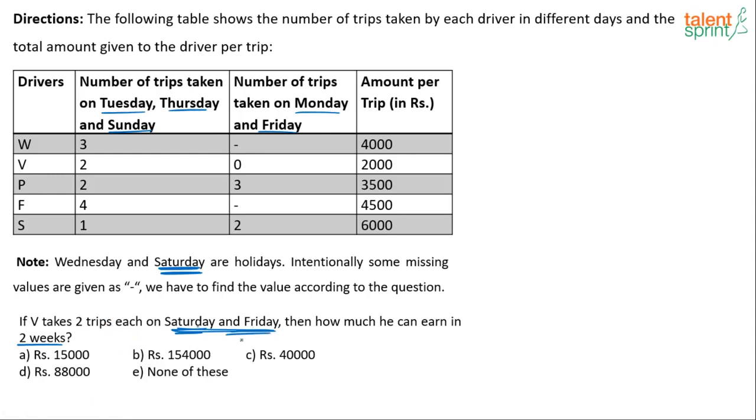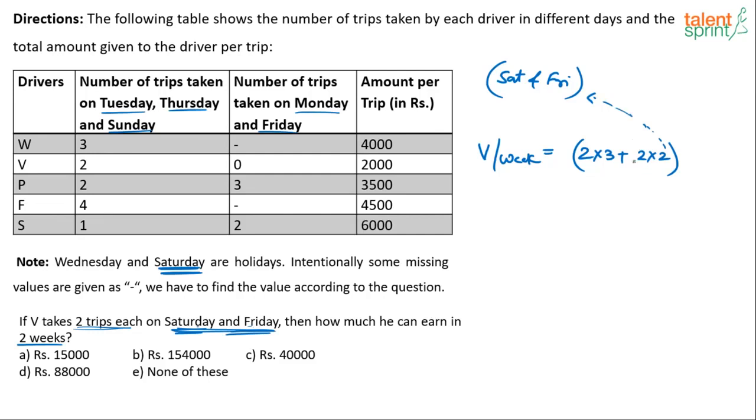Then how much can he earn in 2 weeks? How much will he earn per week? Try to understand. He takes 2 trips each on these 3 days. So 2 into 3 plus, actually it should be 0 into 2, but then he's taking 2 trips each on Saturday and Friday. So another 2 into 2 trips. Are you able to follow? This 2 refers to Saturday and Friday. Saturday originally is a holiday, Friday originally for him is 0, but he's taking 2 trips on Saturday and on Friday. So total number of trips will be 2 into 3 plus 2 into 2.